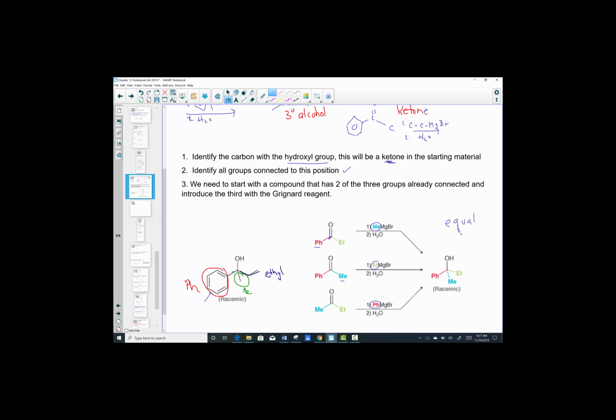When I have a tertiary alcohol, which was what our target was, we wanted to make this tertiary alcohol, you have 3 different ways to get there. Starting with a ketone that has 2 of the 3 components, introduce the 3rd via the Grignard reagent. It's a very flexible reduction reagent.